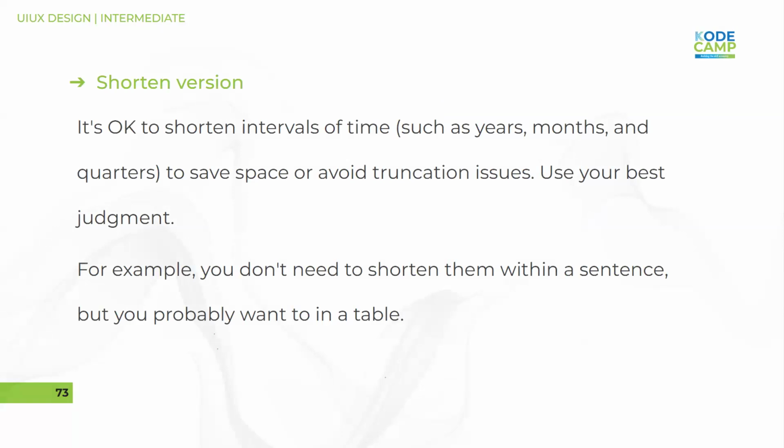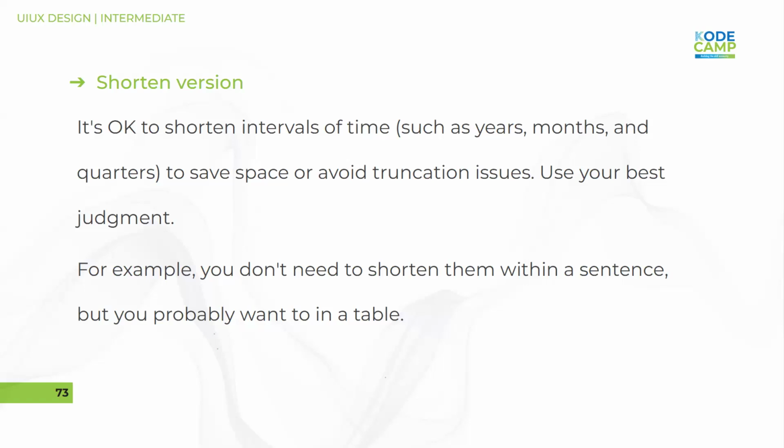All right. This is to save space and avoid truncation issues. So use your best judgment when writing it. What I explained about June and July: don't just shorten it because you want to shorten it. Shorten it such that users can still tell what is there. For example, you don't need to shorten within a sentence.